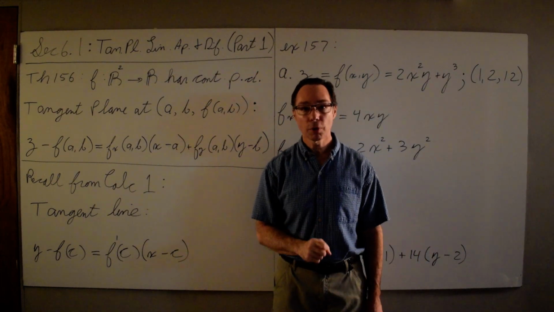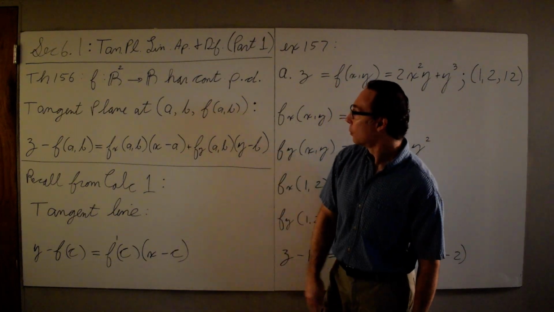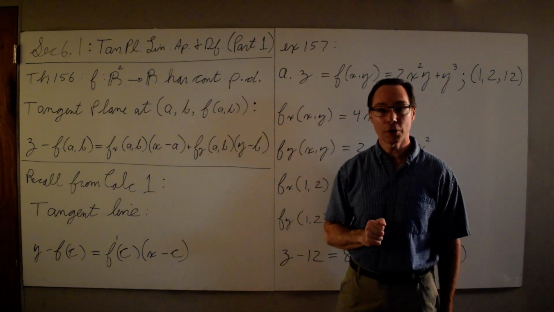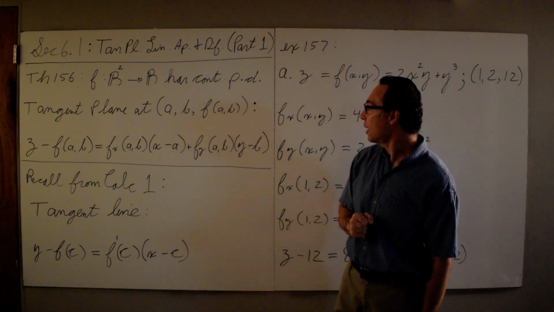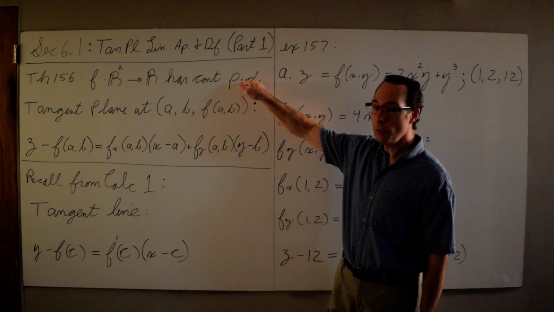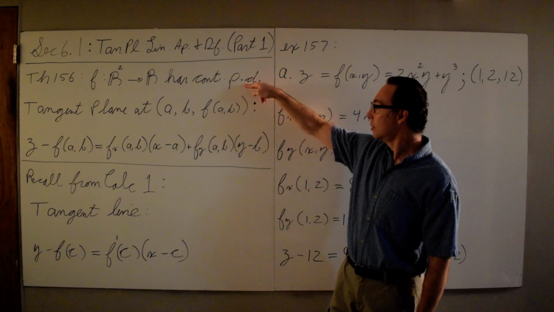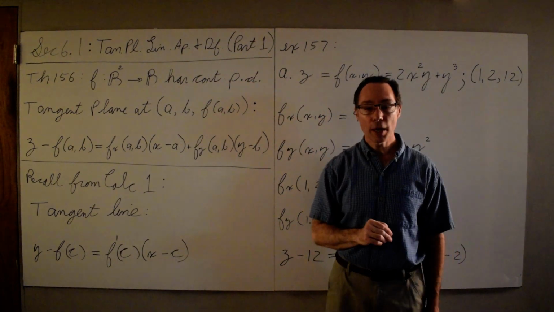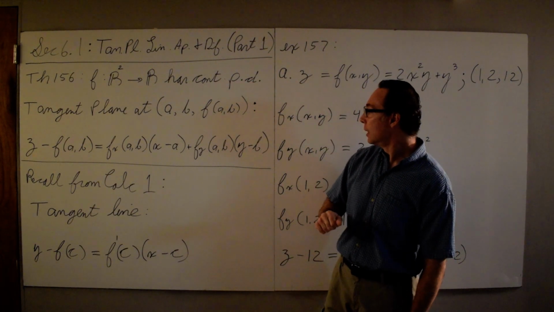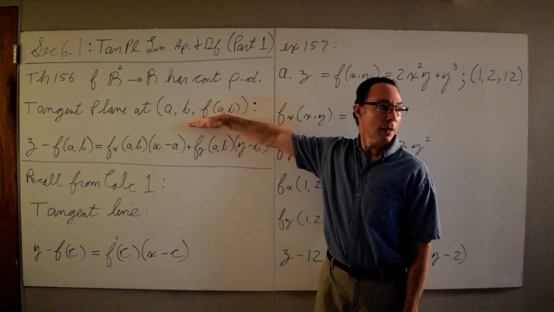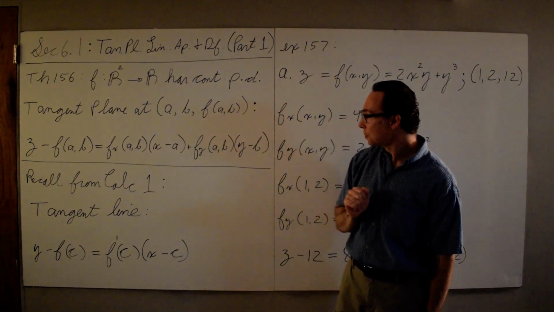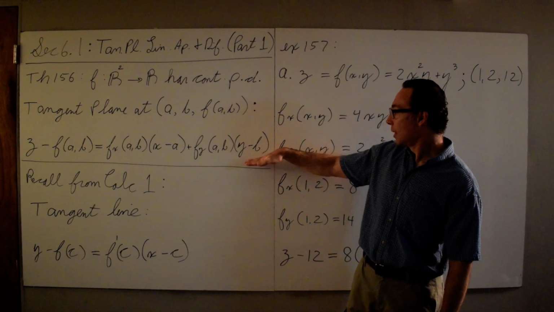And so we're going to start with theorem 156, which says if f from R2 into R is a nice function. And what do we mean by nice? We mean that it has continuous partial derivatives. So the partial derivatives both exist and they're continuous. And so we have an equation for the tangent plane at the point a, b, f of ab. And that equation is given here.